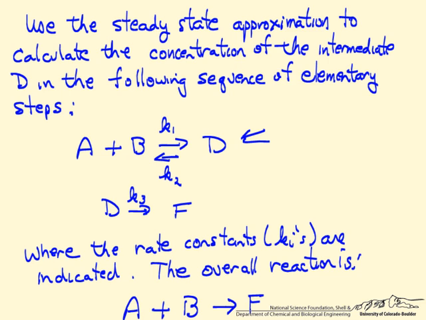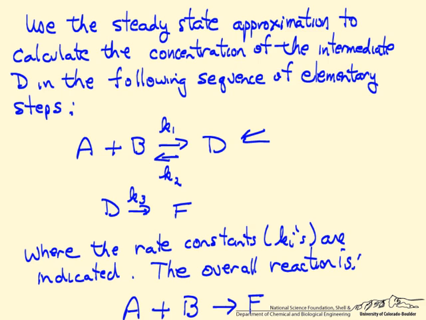And elementary steps also means we can directly write down rates of reaction. In this case, the forward rate is proportional to the concentration of A and the concentration of B. It's a two-step sequence where the overall reaction is A plus B goes to F. And I've indicated the rate constant we use in the calculation.